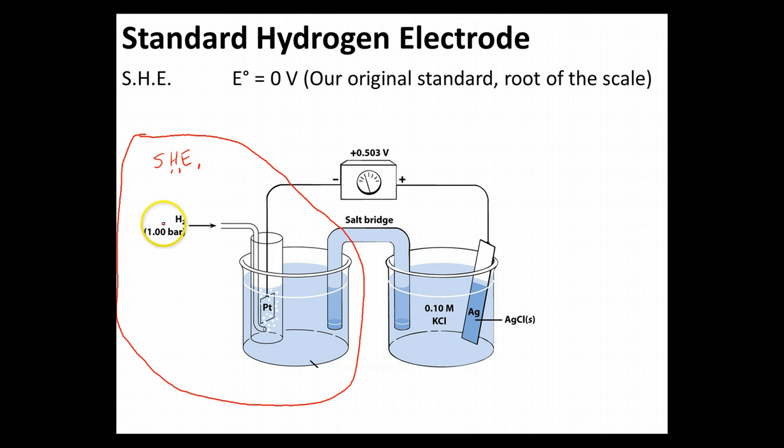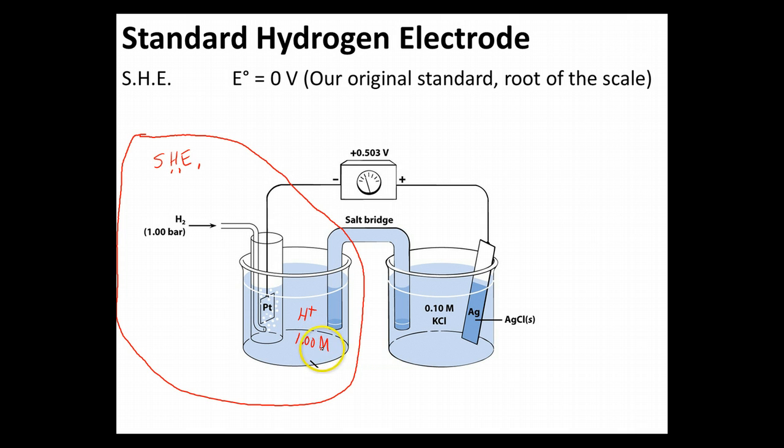Now, notice that what we've got here is hydrogen gas bubbling at about 1 atmosphere, 1.00 bar. Those bubbles are coming right along the surface of this platinum electrode, coming out to the atmosphere. Here in the solution around it, we've got some H+. I'll even specify that that's going to be at 1.00 molar.